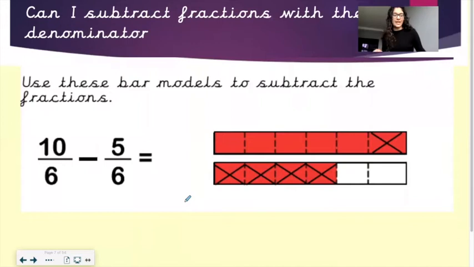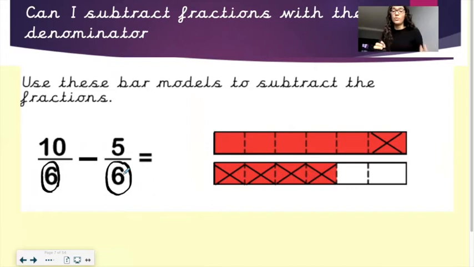Another example here, using bar models to subtract the fractions. So I think you'll find when you're making these strips with your pieces of paper, they look like fraction bar models. If you look at this question here, 10/6 take away 5/6. So our denominator always tells us how many parts we are dividing our strip into. So the denominator in this question is 6. So your strip should be divided into 6 parts.